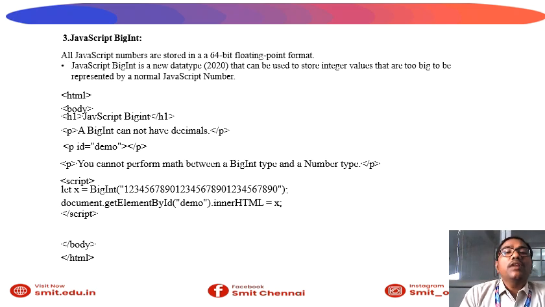Next is JavaScript BigInt. So BigInt means big integer. It is used to store integer values that are too big to be represented by a normal JavaScript number. So you can see in this example, under the script tag, let x is equal to BigInt, they are using the particular data type, and inside we have a very big number. That number cannot be normally declared using a JavaScript number. So we use what is called BigInt.